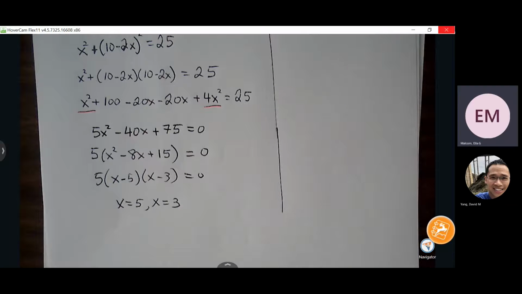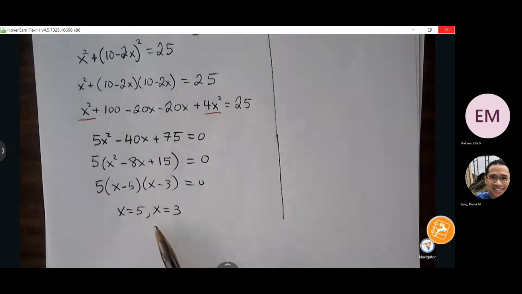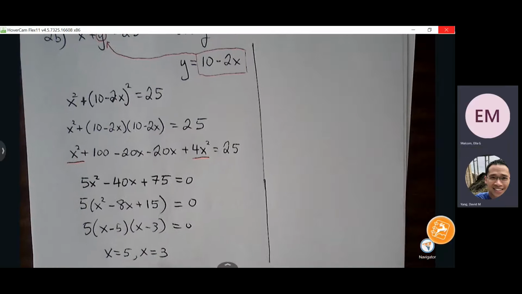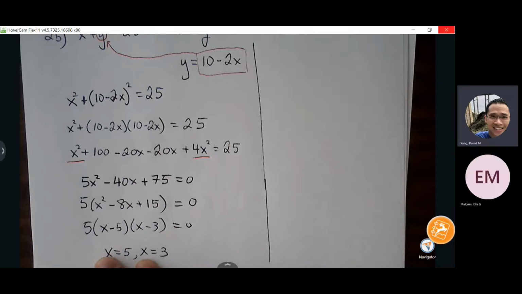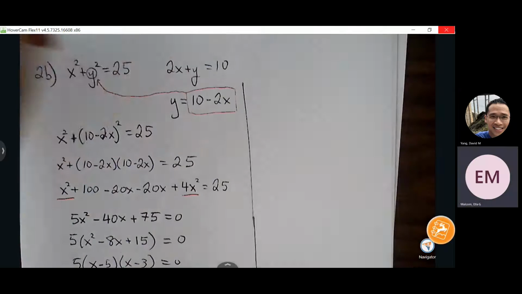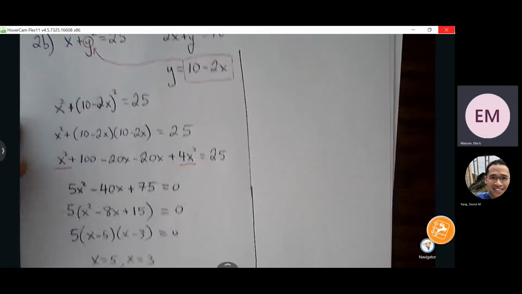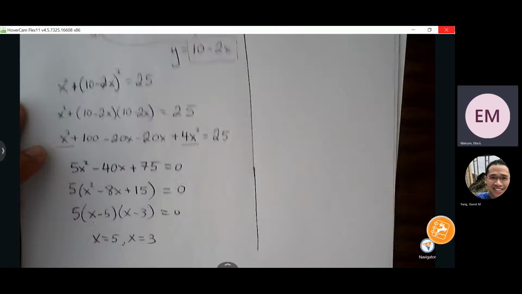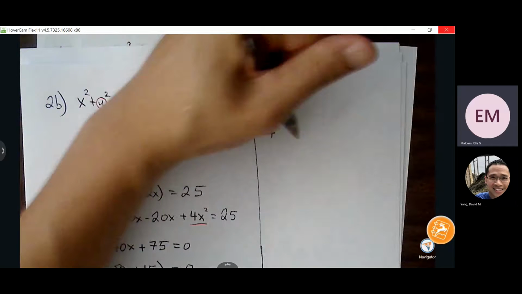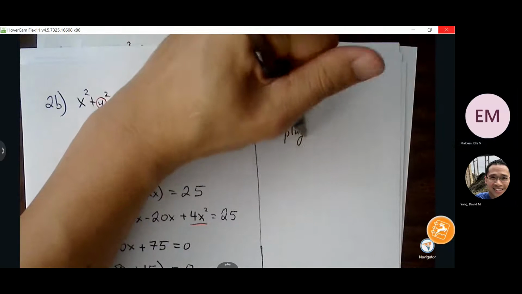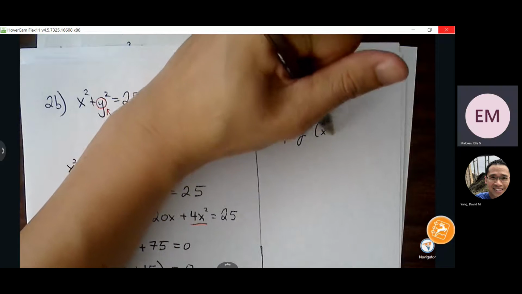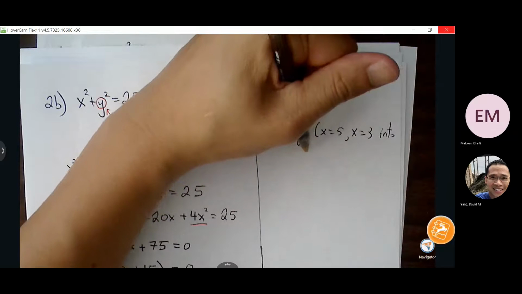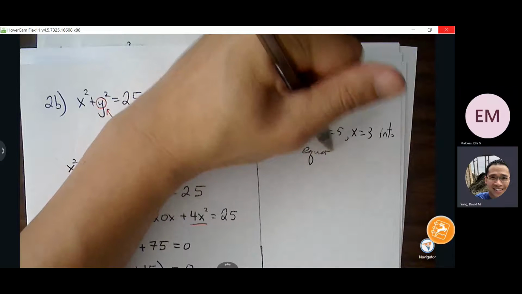Oh, wait, so that means we can plug it into the y value, right? You're right, because we want to find full ordered pairs. So that would be 10 minus 6 and 10 minus 10. So y could equal 0 or 4. Is that right? Let's see.